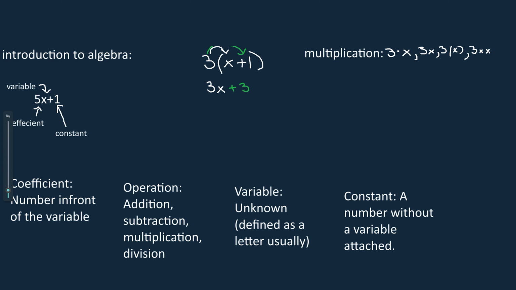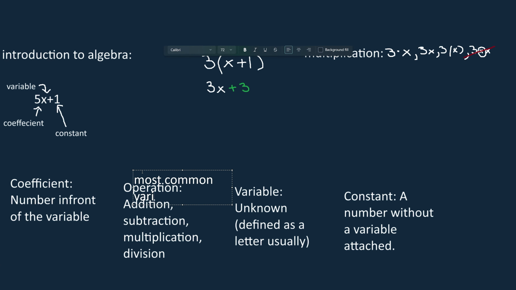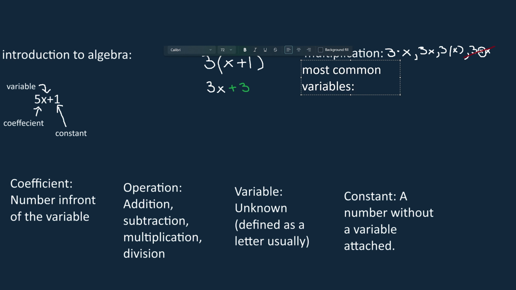heads up on this one. In algebra, this sign is gone. We will not be using that standard multiplication sign anymore. It does not exist because the most common variables are x, y, and z, specifically x. So we will 100% not be seeing that multiplication sign anymore in algebra because it is just too confusing with the variables. Anyways, moving on.